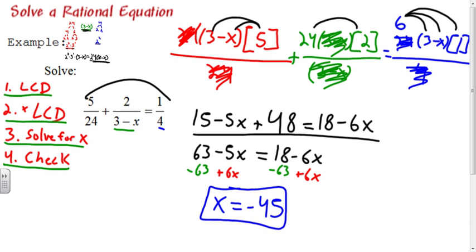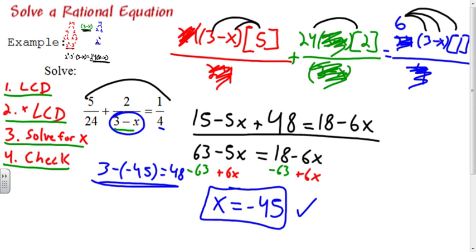So as of right now, this is our only solution, but we need to check it and make sure. The only place it comes up is right here, 3 minus negative 45. We can't let that equal 0. Luckily for us, that equals 48. So it works. Put a little check by it. It worked. Good job. That is our answer.